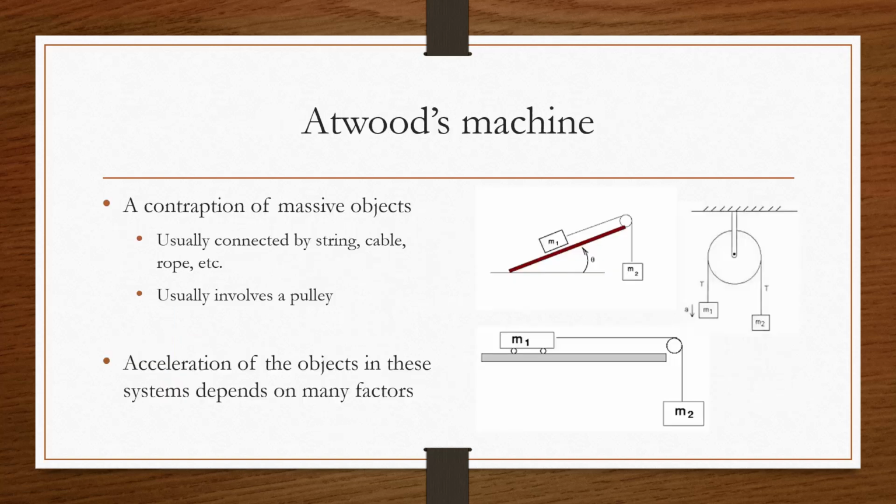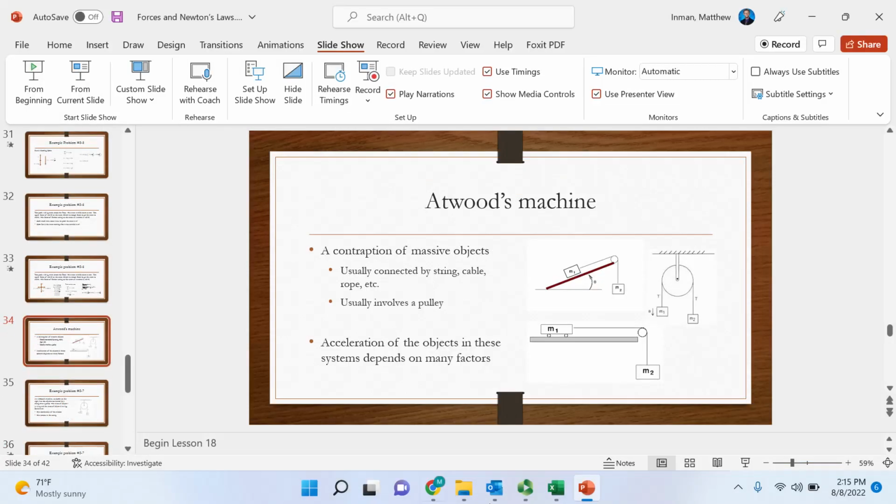In the next lesson, we're going to look at a very specific example of a device that uses this concept of non-equilibrium to accelerate masses, called an Atwood's machine. And we'll look at what makes the Atwood's machine interesting and what are some things I need to watch out for if I have this type of situation or I'm dealing with this type of problem.